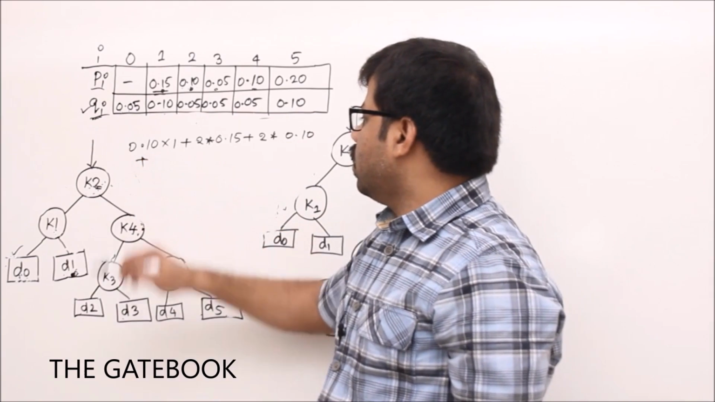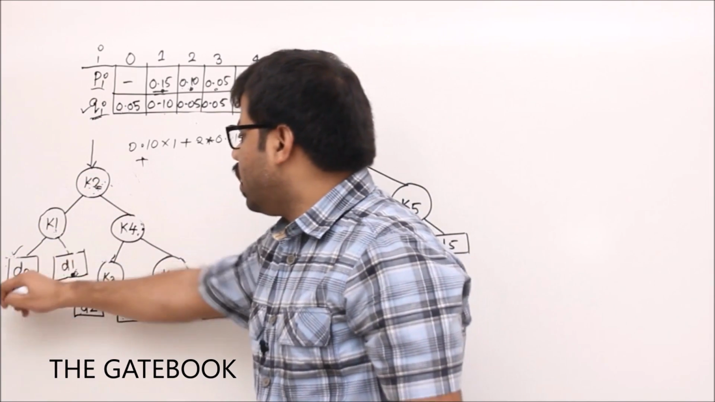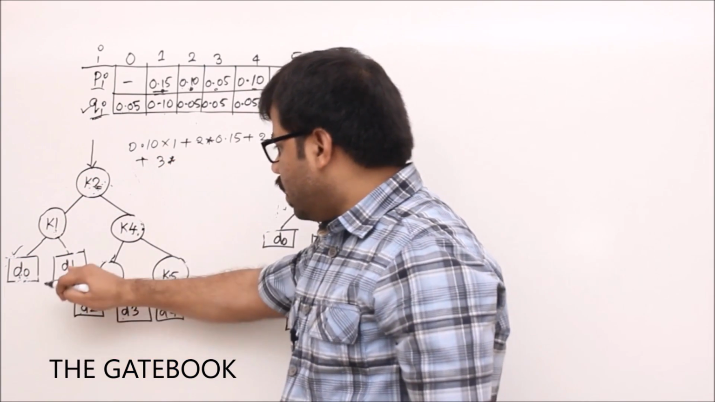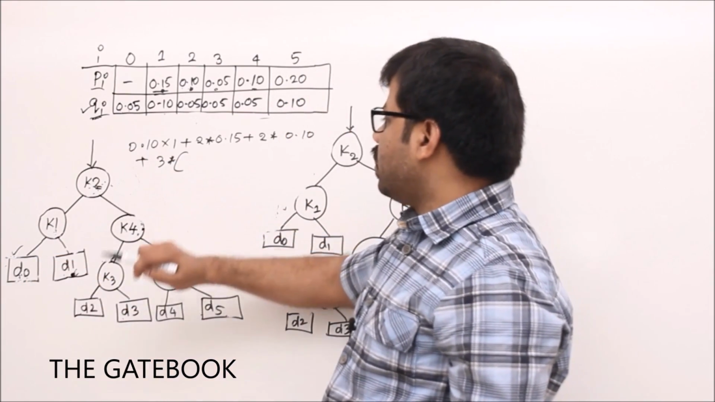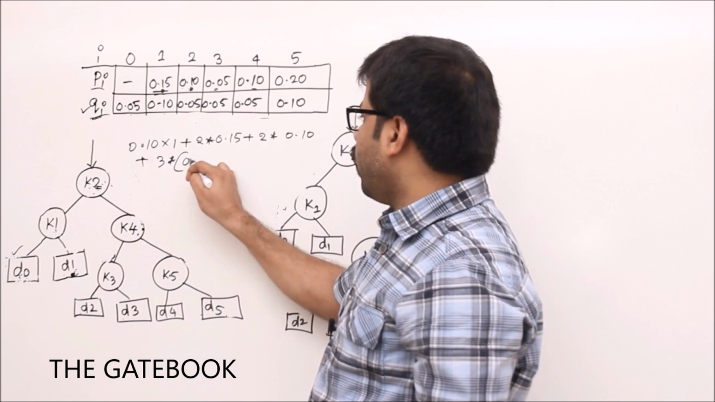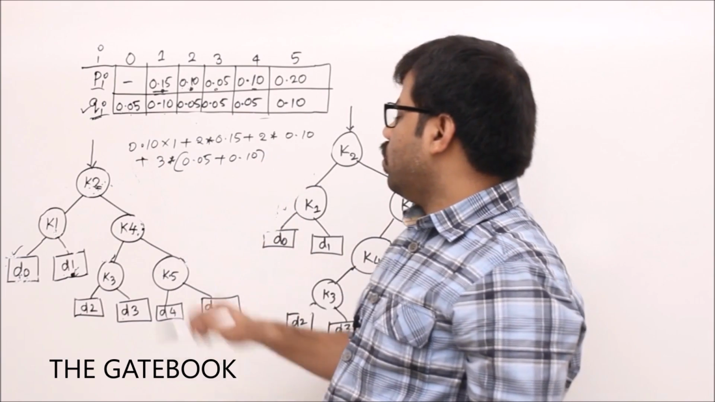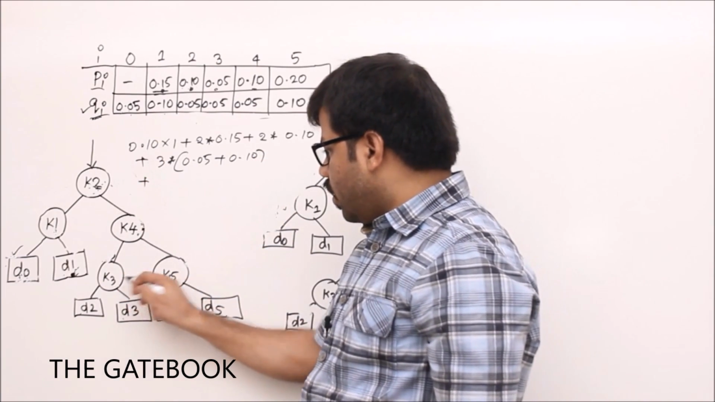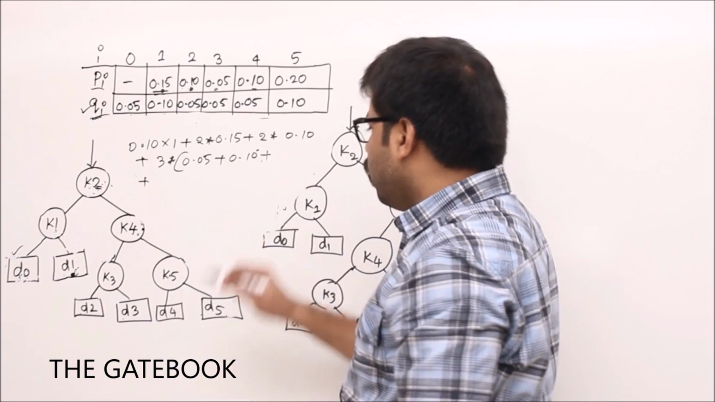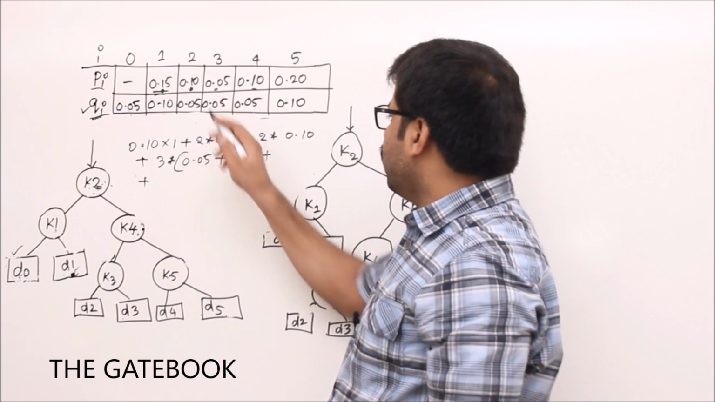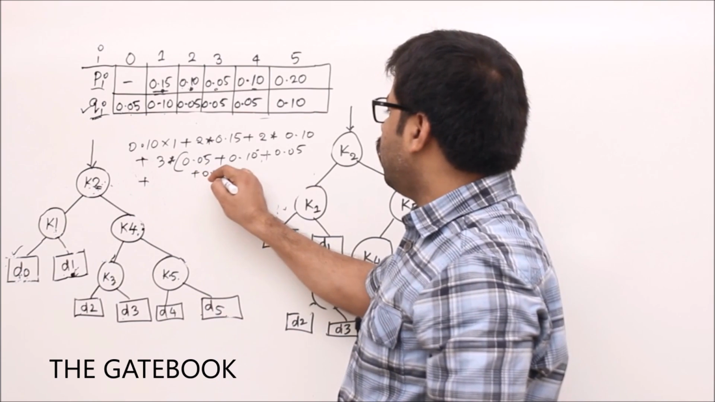0.10, plus, so here the penalty of d naught. What is the penalty of d naught? 1, 2, 3, into, here also d1's penalty is 3, let's take 3 as common. What is the frequency of d naught? D naught's frequency is q naught, 0.05, plus the frequency of d1 is 0.10. So plus, now come to this one. Of course, this is also 3, this is also 3, so let me add here. So 3 into the frequency of k3, 0.05, plus the frequency of k5, 0.20.